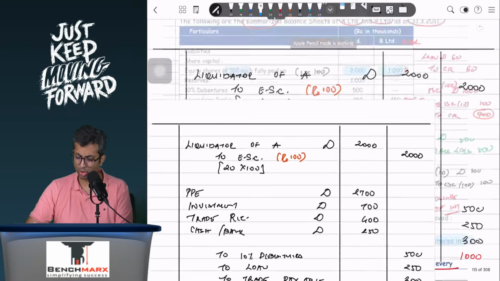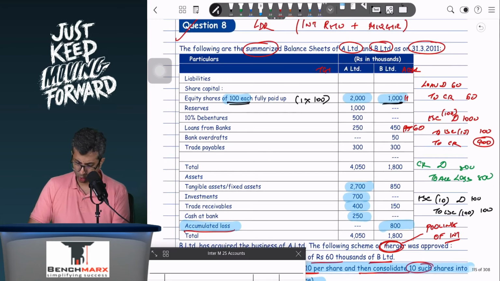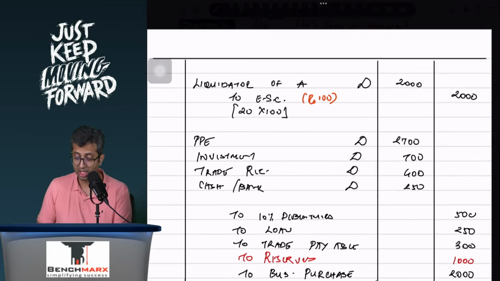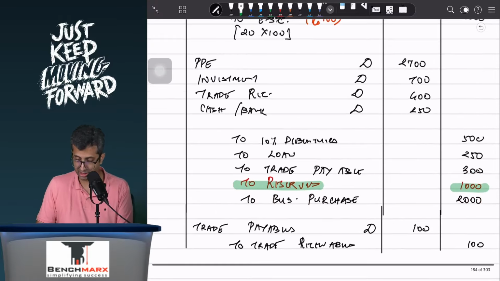Then you will take over all assets and all liabilities of A, that is fixed assets debit, investments debit, trade receivables debit, cash at bank debit, to loans credit, to debentures credit. Acha, will I also take over the reserves? Yes, because this is a merger. To reserves 1000, to business purchase 2000, and then you will see if there is a balancing figure. So over here reserves are taken over at 1000 to business purchase, and there is no balancing figure. Coincidentally it kind of tallies, it is not necessary that it has to tally.